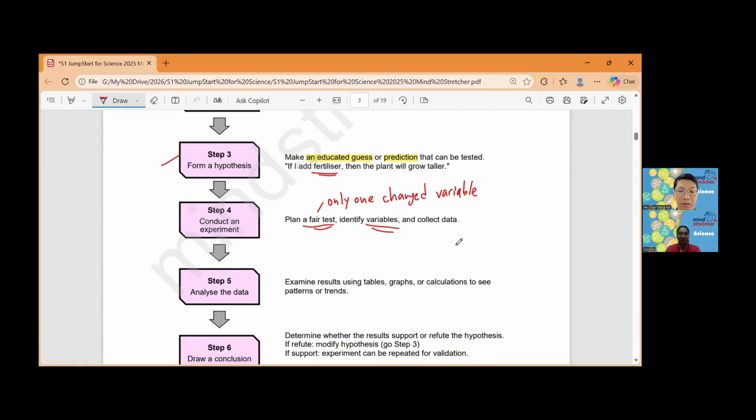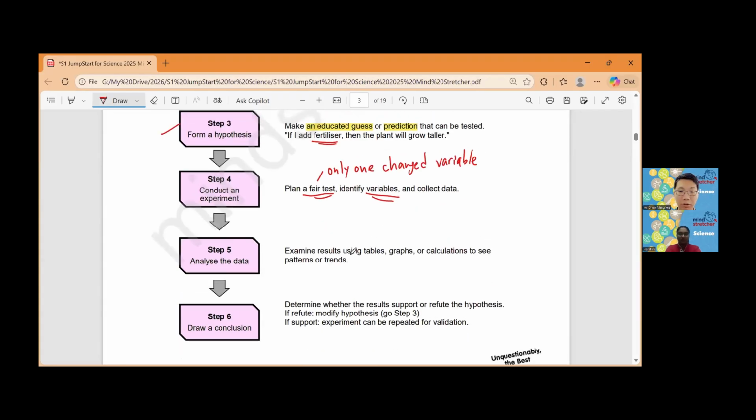All right. So once we have our result, we use all the results to find out the trend, to find out the pattern, whether it really leads to what your hypothesis is saying. So you compare the conclusion of your results and the hypothesis. If your results support the hypothesis, then you repeat your experiment to make sure you can get consistent results.